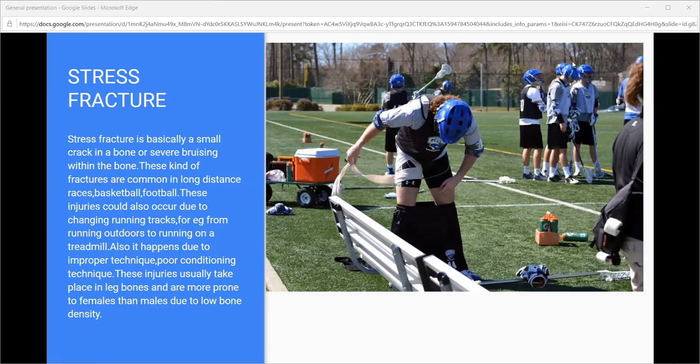It also happens due to improper running technique and poor conditioning. As I showed in the earlier slide, the girl who was running had poor conditioning and improper technique. People who are new and don't know exactly how to run or what the right technique is are prone to these kinds of fractures.